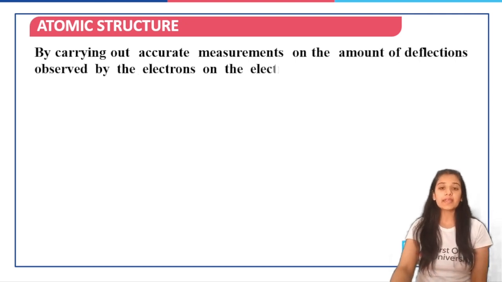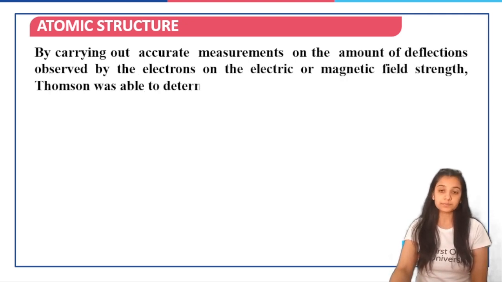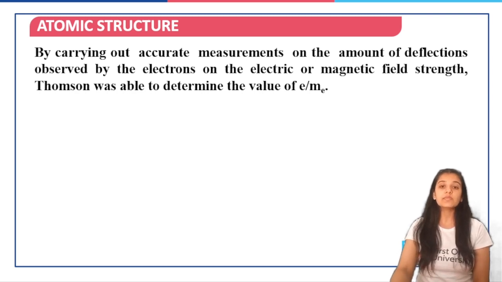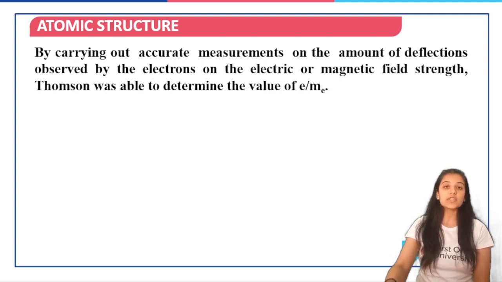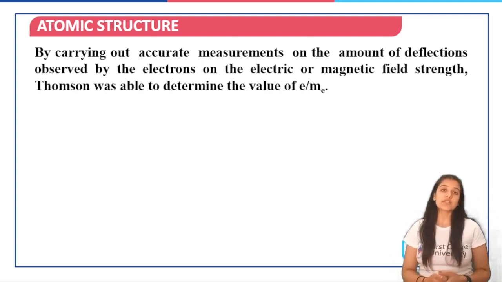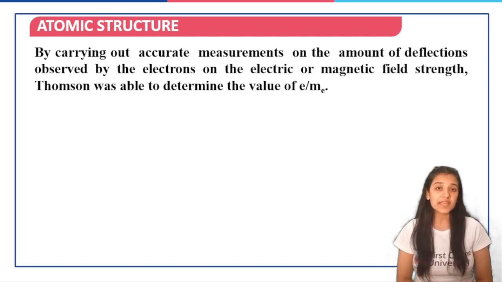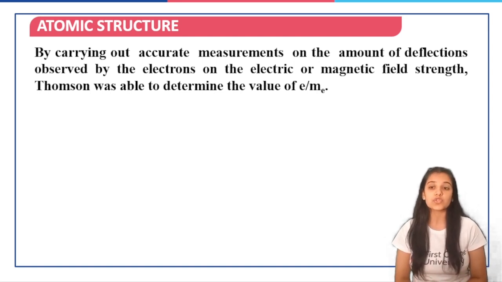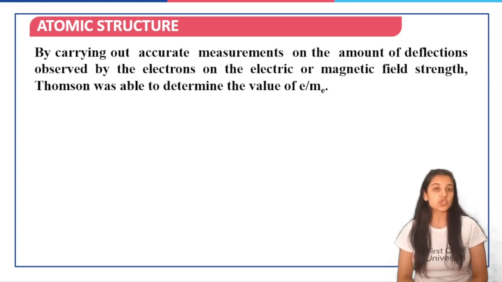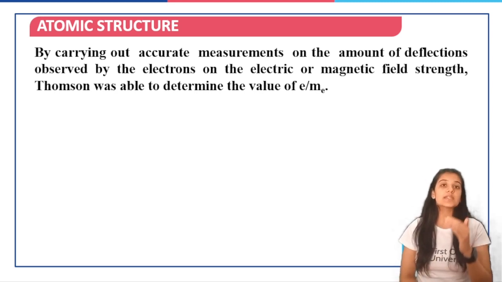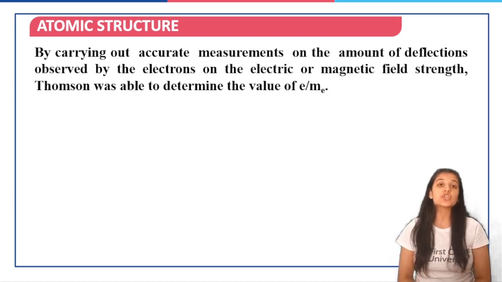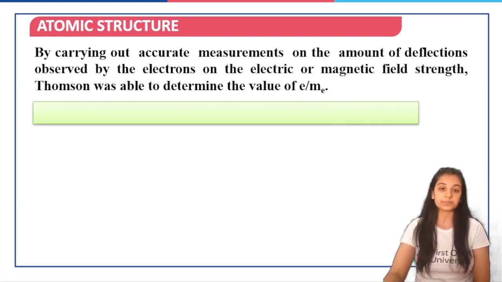Now, by carrying out accurate measurements on the amount of the deflections observed for the electrons, against the electric and magnetic field strength, J.J. Thomson was able to determine the charge to mass ratio. Do not forget that our basic aim remains the same: we are going to be talking about the charge to mass ratio only. This was just an experiment to tell you how he was able to use this deflection process to predict the charge to mass ratio.